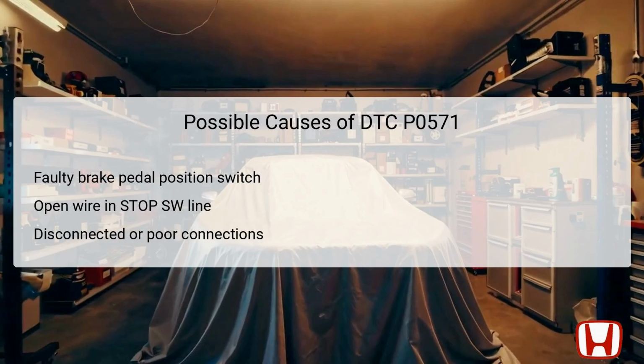Several potential causes can lead to the triggering of DTC P0571. First, the brake pedal position switch itself may be faulty, which could prevent it from sending the correct signals to the PCM. Second, an open circuit in the stop SW line could interrupt the communication between the brake pedal position switch and the PCM. Additionally, poor connections at the switch or the PCM terminals can cause intermittent failures, which contribute to the DTC being stored.